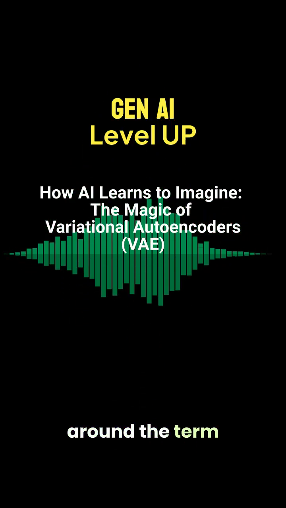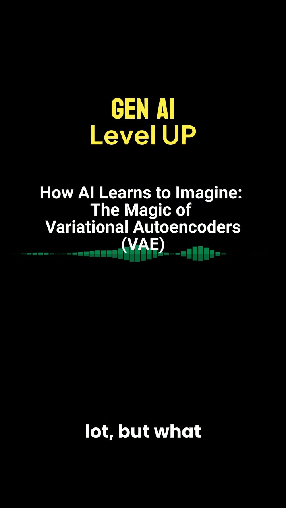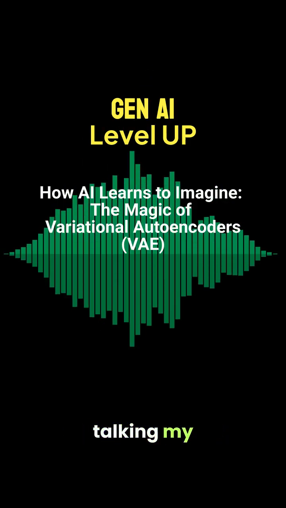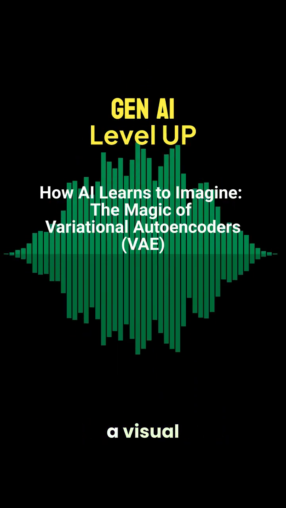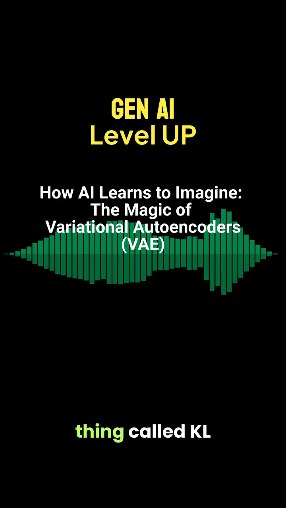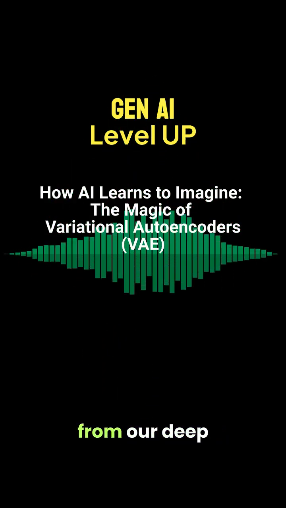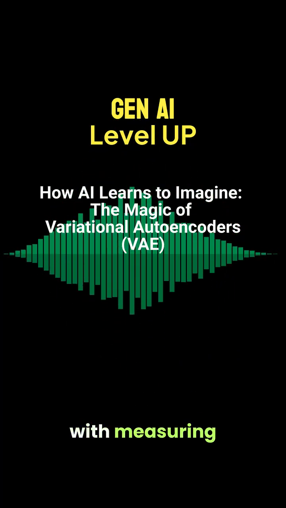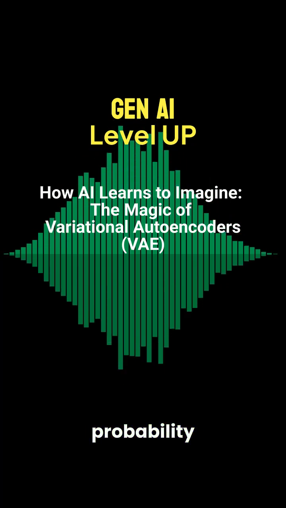We've been throwing around the term Gaussian distribution a lot, but what does this regularization term look like mathematically? Okay, now you're talking my language. Just kidding. I'm more of a visual learner. But I do remember this thing called KL divergence from our deep dive on information theory. Didn't it have something to do with measuring how different two probability distributions are?